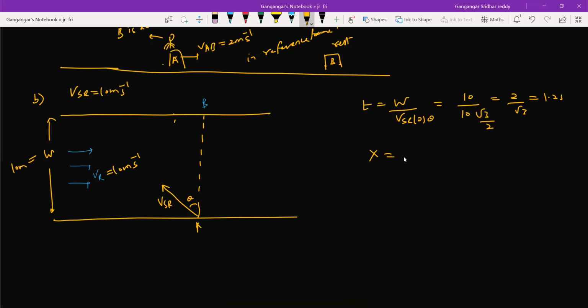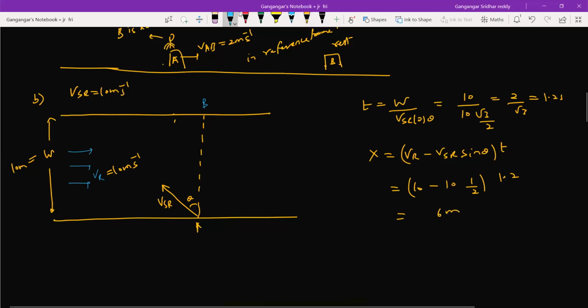Then what about the drift? Drift is given by VR minus VSR sine theta, into T. VR value is 10, VSR is 10, sine 30 is 1 by 2, and time is 1.2. So 5 into 1.2 is 6 meter. So what is the drift now? Still it's positive only, you can see. This is VR, but it's less compared to the previous case.